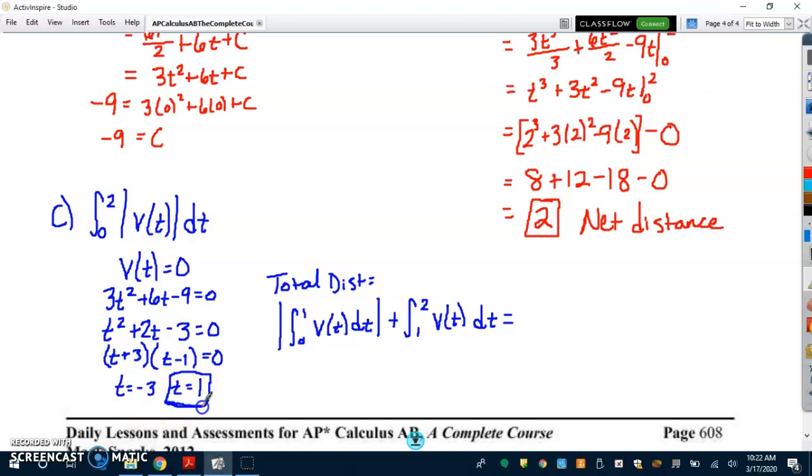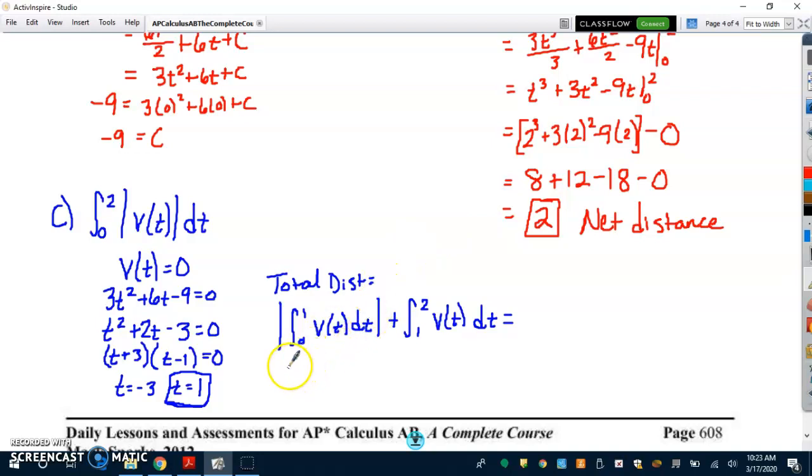Only one of those is in my interval 0 to 2, t equals 1. So from 0 to 1, this guy is negative. Okay, so I'm going to take the absolute value of that integral. And then from 1 to 2, I'm just going to take the regular value that's given to me as I evaluate that integral. So what I'm going to do is set up this integral up here.